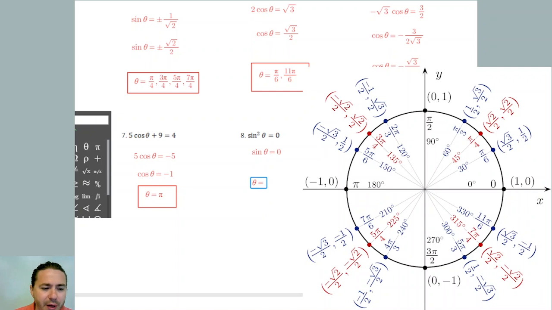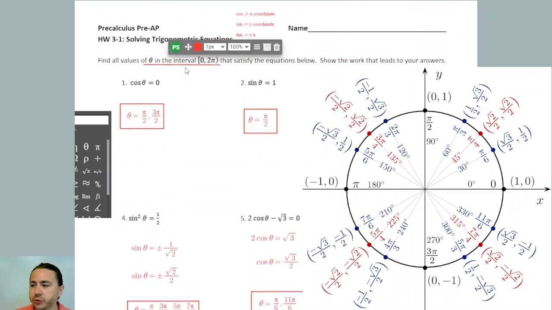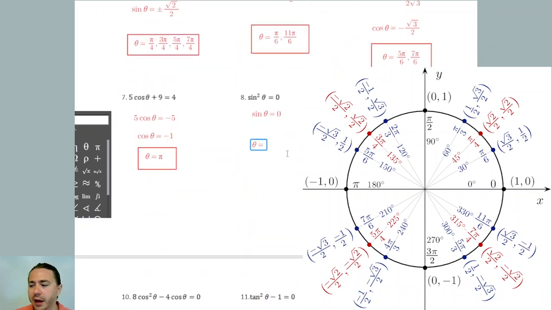Now, it's also at 2 pi and 3 pi and 4 pi, but remember, we're only giving the solutions that are in between 0 and 2 pi. And if you remember your set notation, the bracket means we can include that. Parentheses means we're not going to include that one. So we're not going to list 2 pi as a solution here. So we're just going to say 0 or pi.